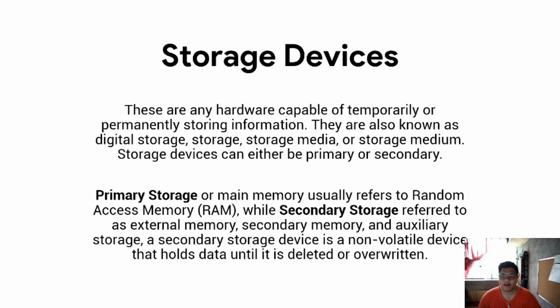A secondary storage device is a non-volatile device that holds data until it is deleted or overwritten. Now, the main difference between primary and secondary storage is that when the computer is running, the program files are usually saved in primary storage or in the random access memory.